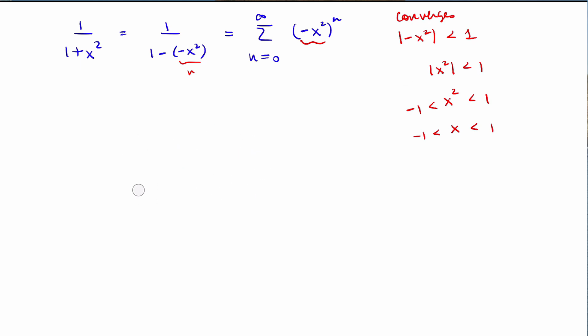So I'm going to do it real quick. I have here that this is equal to the sum from n equals 0 to infinity of negative 1 to the n, and then x to the 2n. Now, this is my power series. This is 1 over 1 plus x squared written as a power series. Okay, perfect.